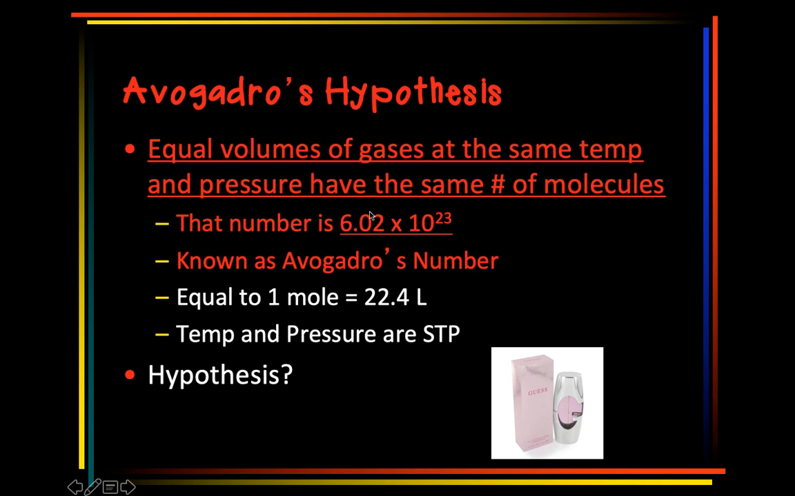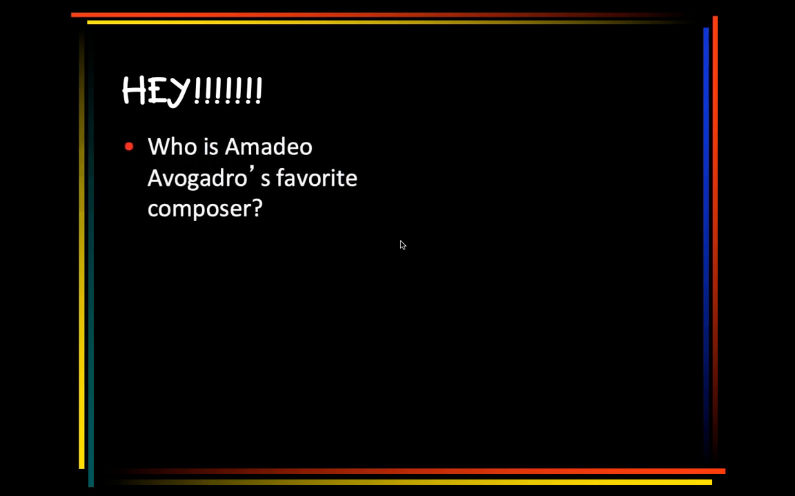So this idea, 6.02 times 10 to the 23rd, that is equal to 1 mole. It's Avogadro's number, and then you can also see that 1 mole comes into play when we talk about volume also. We're going to learn more about this molar volume idea next time. For now, though, we're focusing on Avogadro's number. Now, because you know some stuff about moles and you know some stuff about Avogadro, I can ask you questions like this. Who is Amadeo Avogadro's favorite composer?